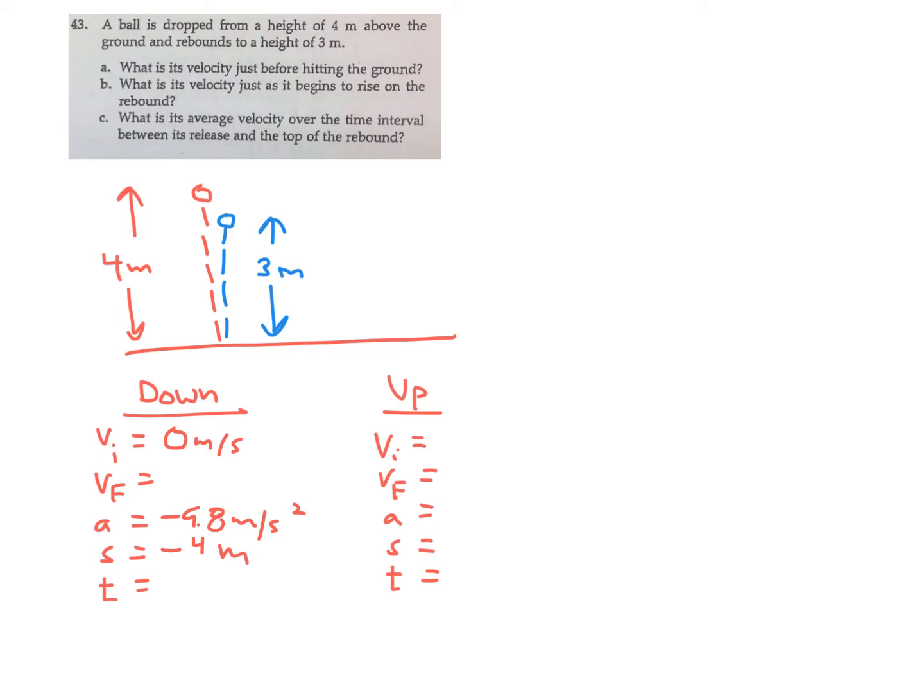That would be point B. So point A would be where you're dropping it from, and point B would be at ground level. And that would give you the answer to part A of this question. Show the work for that.